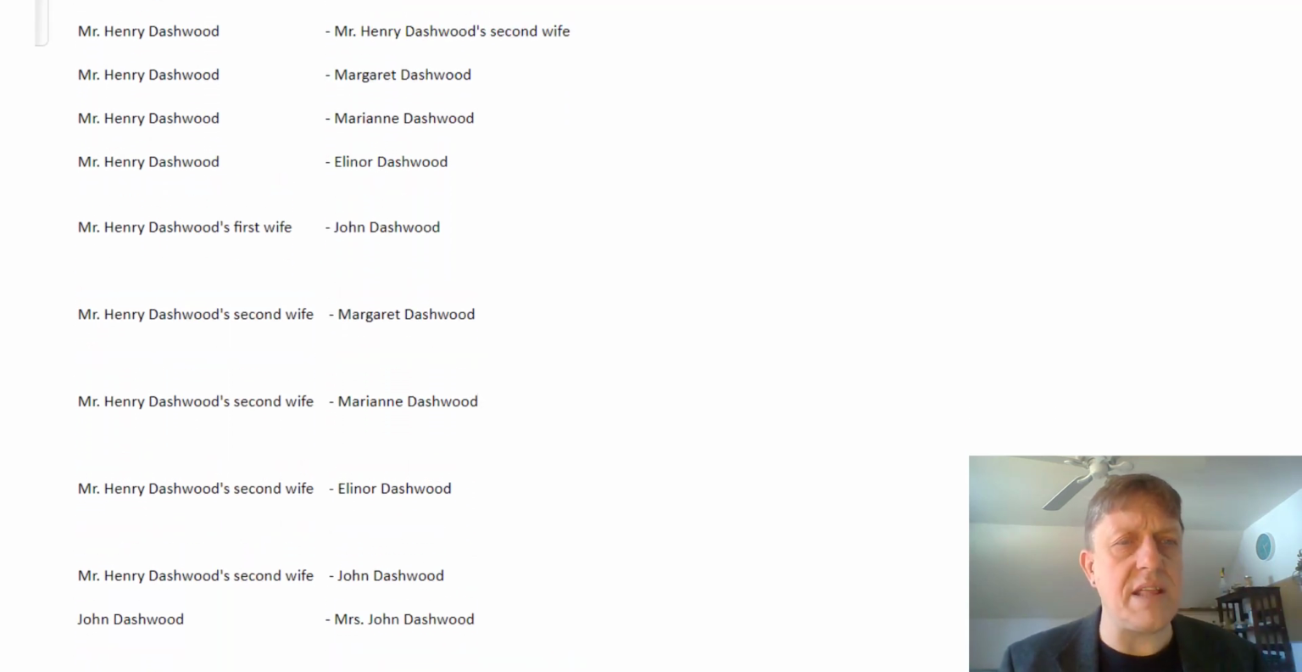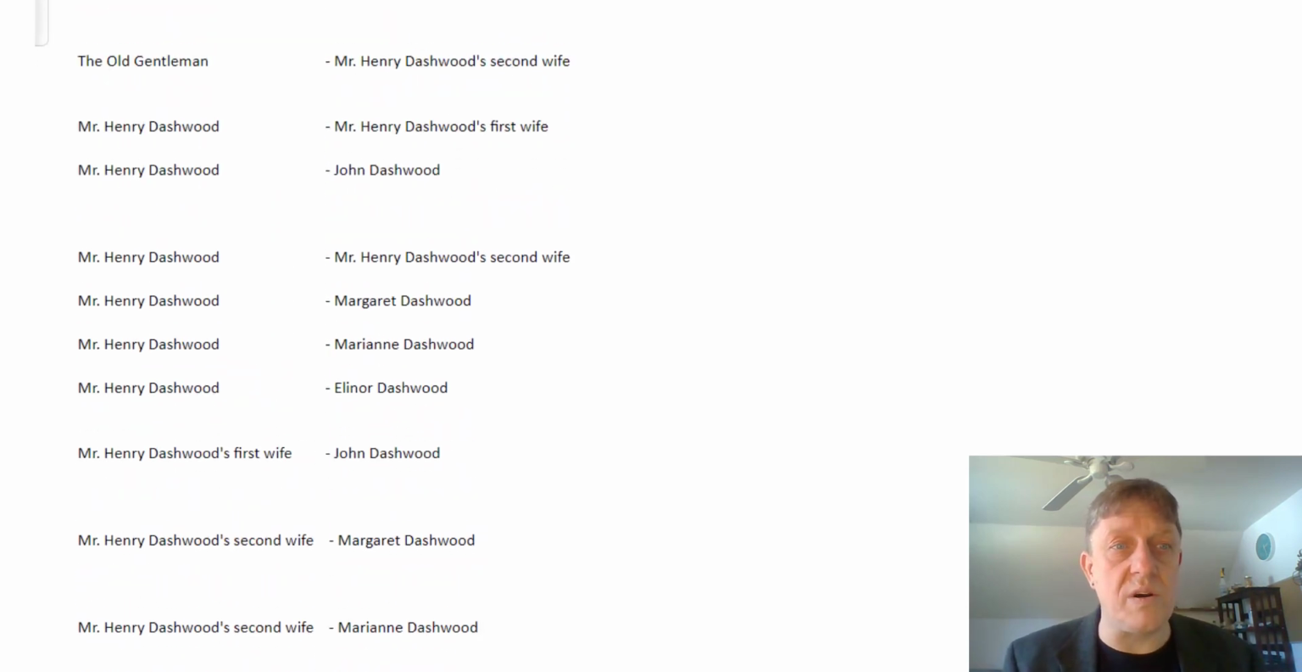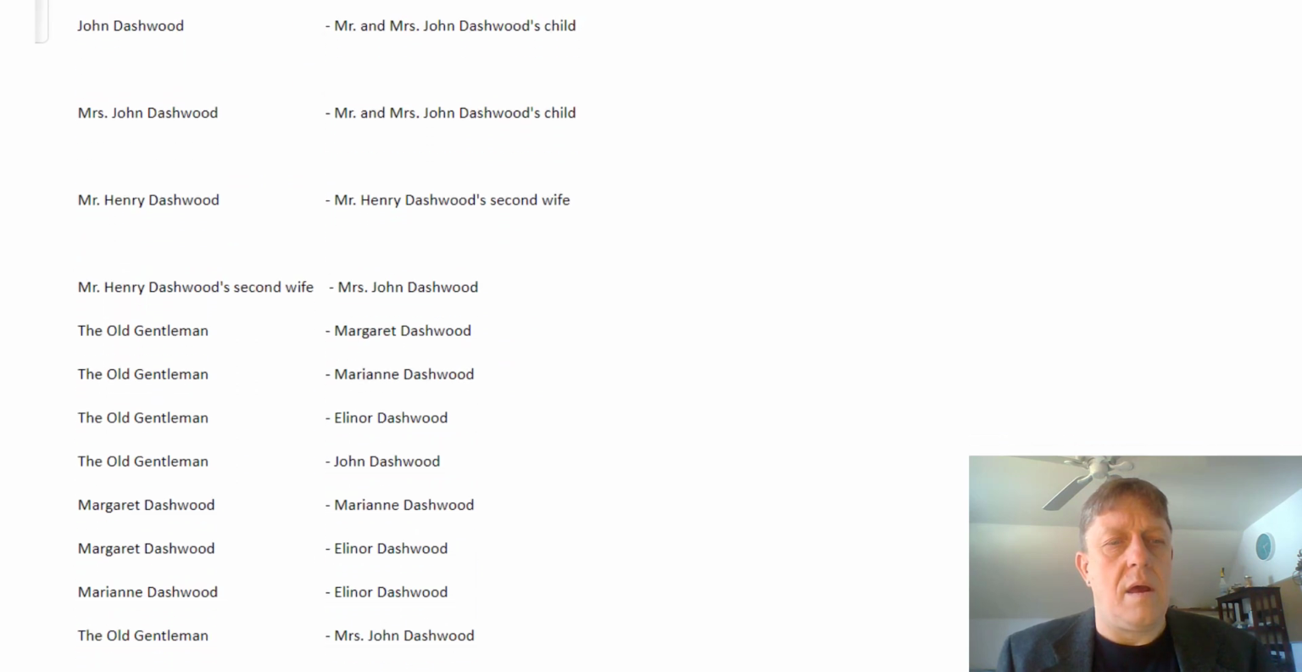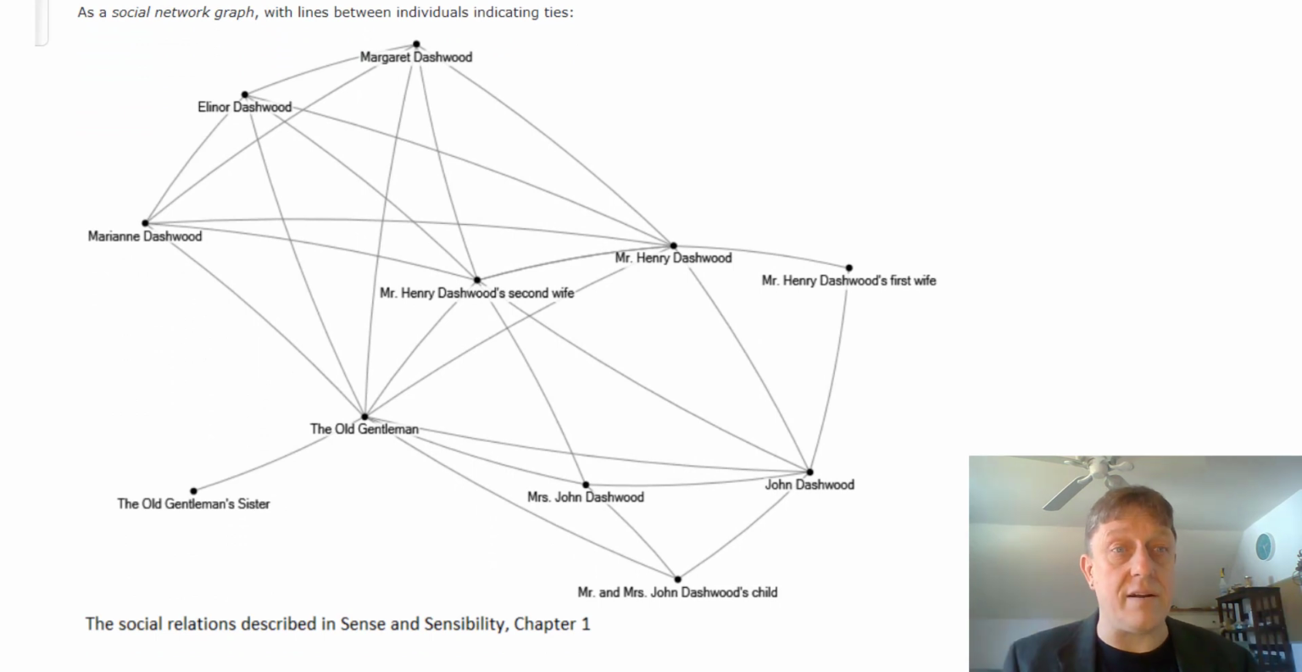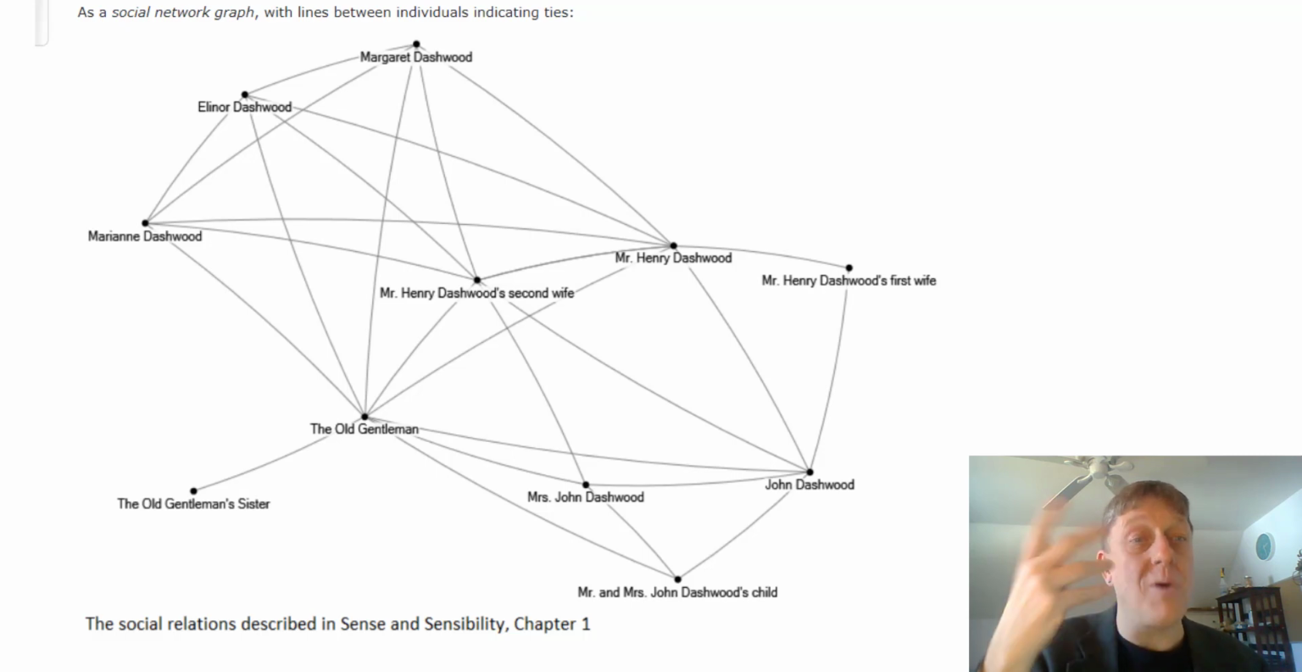We can't see that. Perhaps we could see that Mr. Henry Dashwood seems to have more relations to others than the old gentleman does. But what's really important for us to note is the pattern. And so to show that pattern, what we can do is create a social network graph that takes the same information in that list and puts all of it together in one picture, so that every time we have a connection from, say, Margaret Dashwood to someone else, there's going to be a line going from that first person, Margaret Dashwood, to that second person.